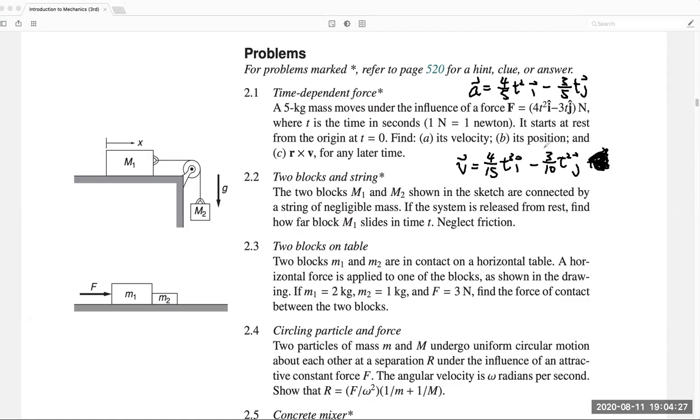So also for the position, you just need to integrate it once again, then you can get the answer. So we don't need to do it. Okay. So let's have a look at some other question.